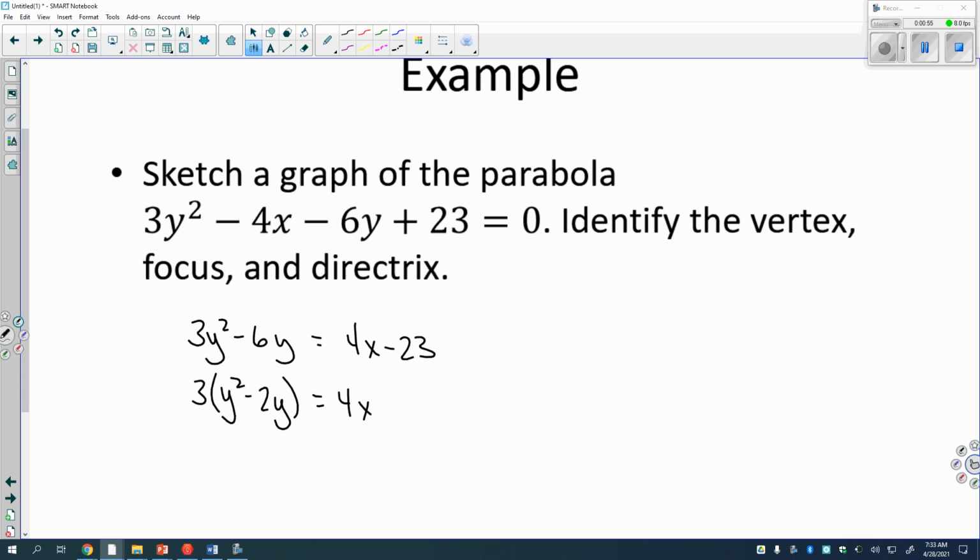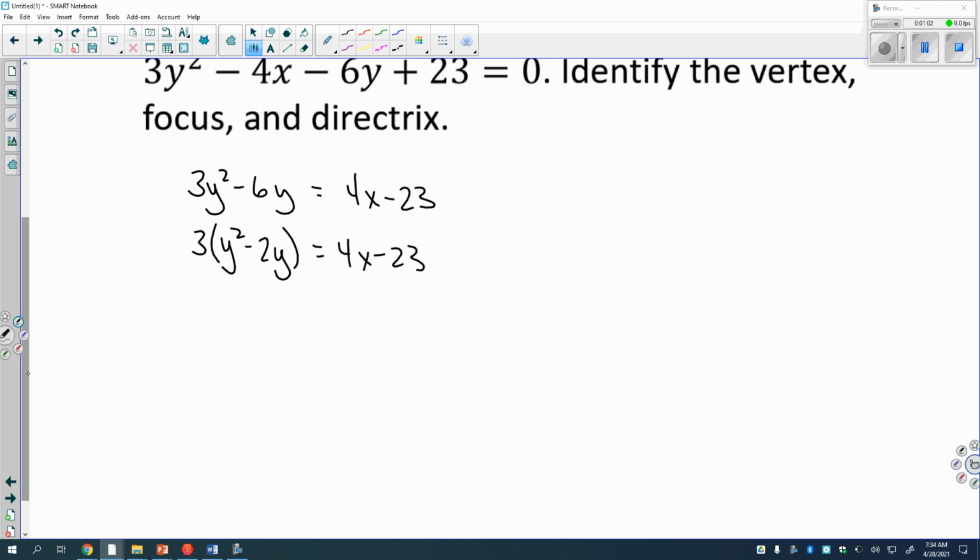I'm not going to just divide by it because not everything is divisible by 3. I will have to eventually, but not yet. Complete the square. Half of the 2 is 1. Square that, that's 1. I added a 1 over here inside parentheses on the left side. I'm actually adding a 3 to the other side because it's 1 times 3.